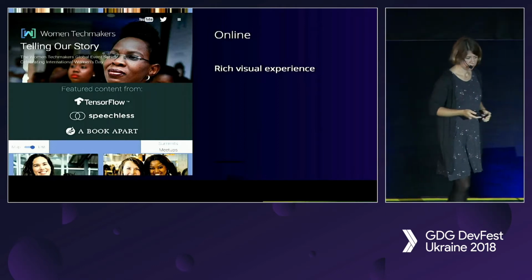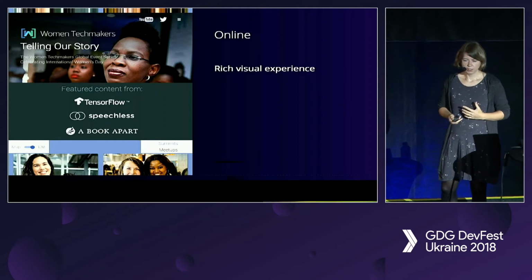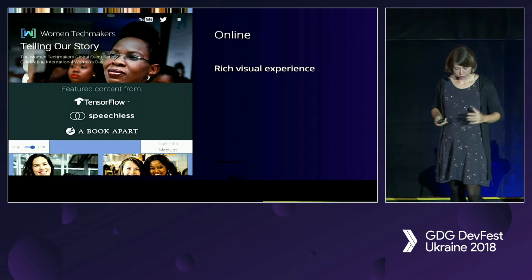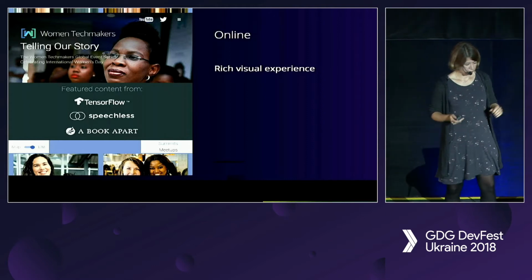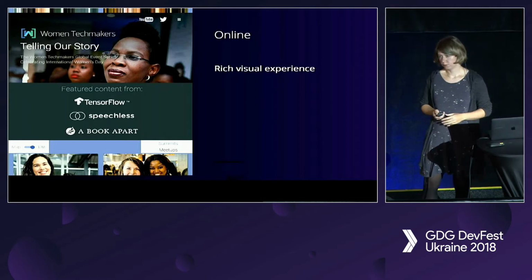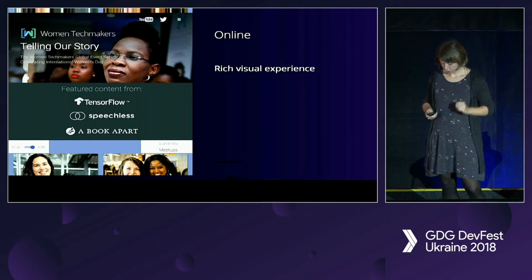This is a Women Tech Makers website. I worked on it in the previous year, and it's a very rich visual experience. There's a lot of imagery there. I was working on caching for that site, and if I wanted to push all of those images into the cache, it would be huge. It would be just an enormously big storage space, so I didn't want to do that.